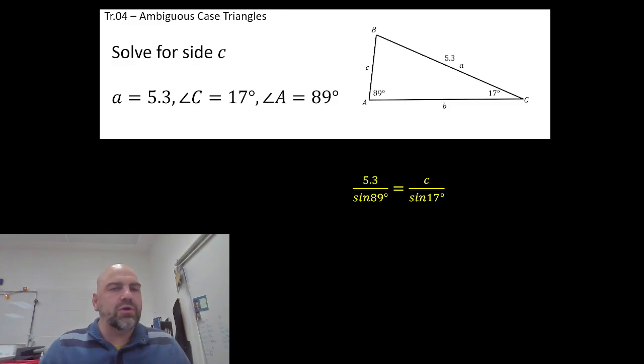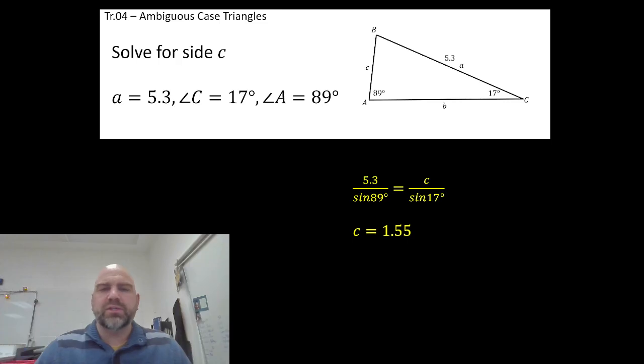Now, depending on how you have learned how to solve for that, you could multiply both sides by sine of 17. You could use cross multiply and divide. Either method really works as long as you understand how to do it and that it works each time. Make sure that you understand the process, and you should get an answer of c to be 1.55. So that'll be the length of c.